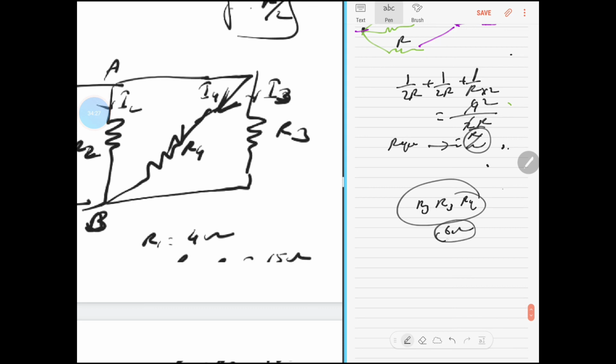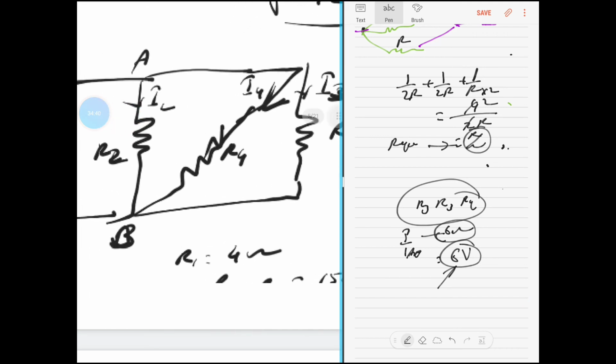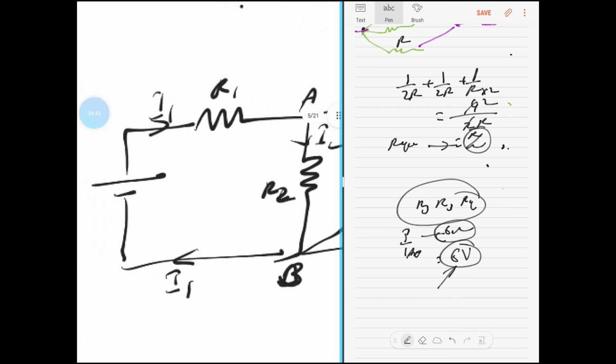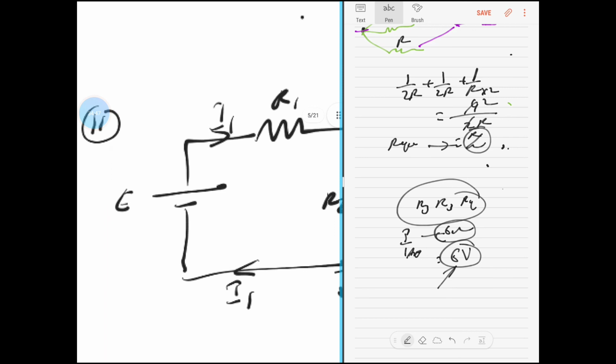Stop with that, and with that, when you put the current's value, you know it is 1 amp, the total current, you get 6 volts. So the potential across R3 will be 6 volts, the potential difference across R4 will be 6 volts, the potential difference across R2 will be 6 volts, and hence the potential difference across R1 and the battery put together will also be 6 volts. You know, the parallel connection.